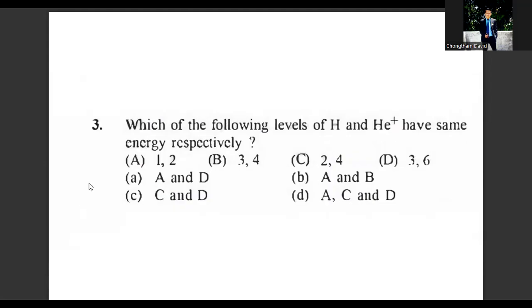Question number 3. Which of the following levels of hydrogen and helium ion have the same energy respectively? This was given by the scientist Bohr. The energy can be related as minus 2.18 into 10 to the power minus 18, this is your Rydberg constant for the hydrogen atom, times Z square by n square, in joules. In the NEET exam, Bohr's postulates become very important, so pay attention to these postulates.